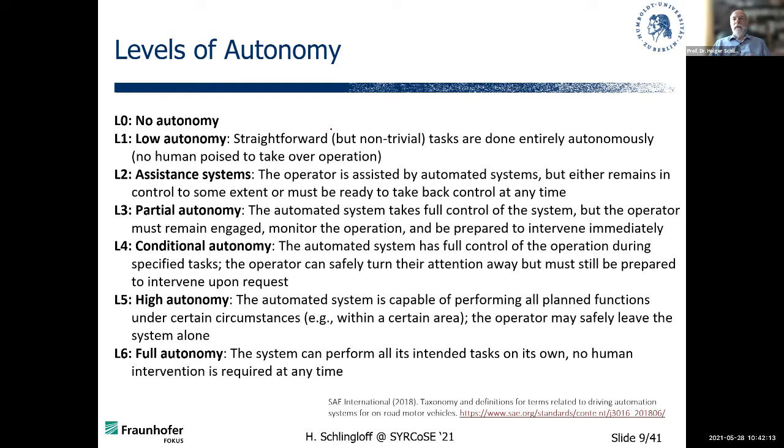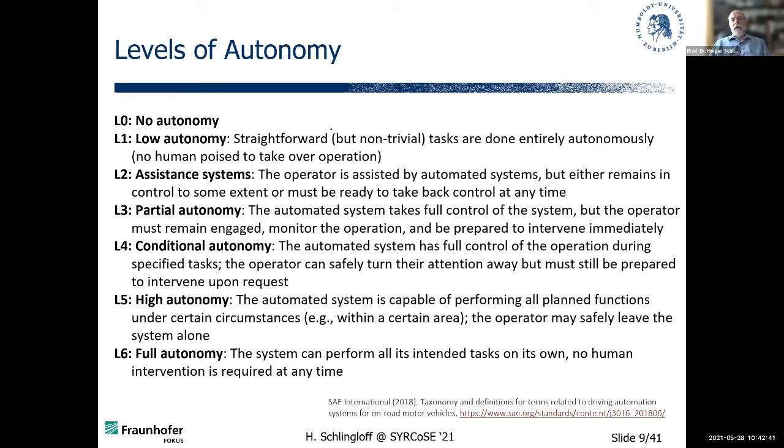So level 0 would be no autonomy. Level 1 would be low autonomy, where you have straightforward but non-trivial tasks being done by the system. Then you have assistance systems. That is what is currently on the road, like driver assistance systems or parking assistants. So the operator is assisted by automated systems, but remains in control.